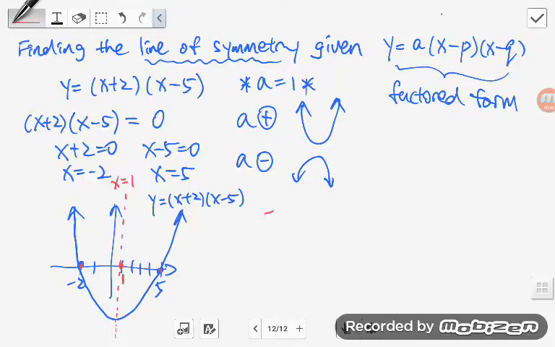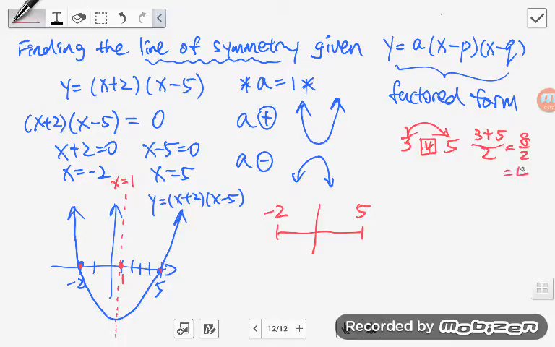So you have negative 2 and you have 5. What number cuts them in half? If this is a bit too hard for you, think about this. 3 and 5. What goes between them? It has to be 4, correct? So how can I get this 4 from the 3 and 5? If I have 3 plus 5 over 2, that gives us 8 over 2, which is 4. And that's the value that's between 3 and 5.